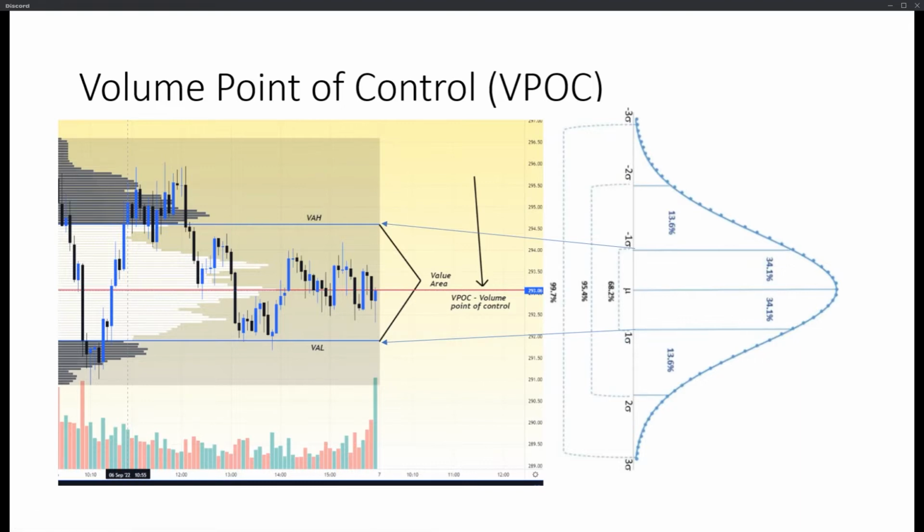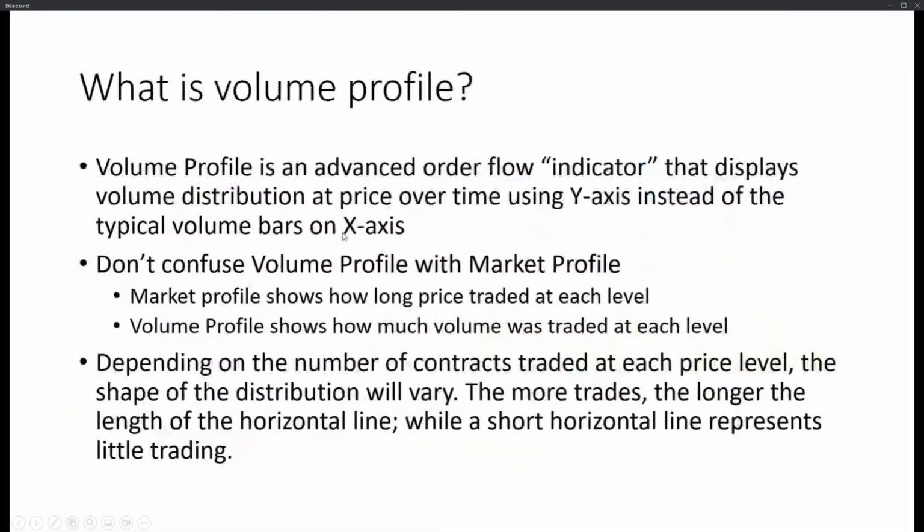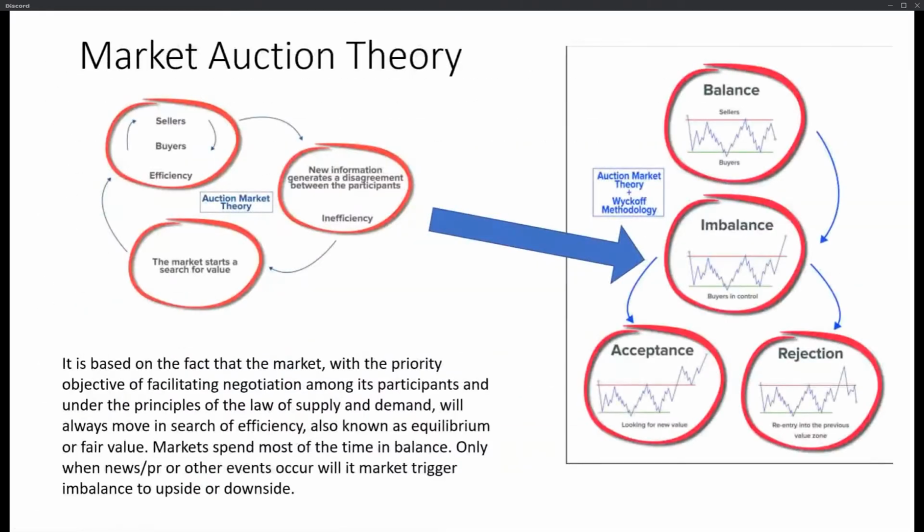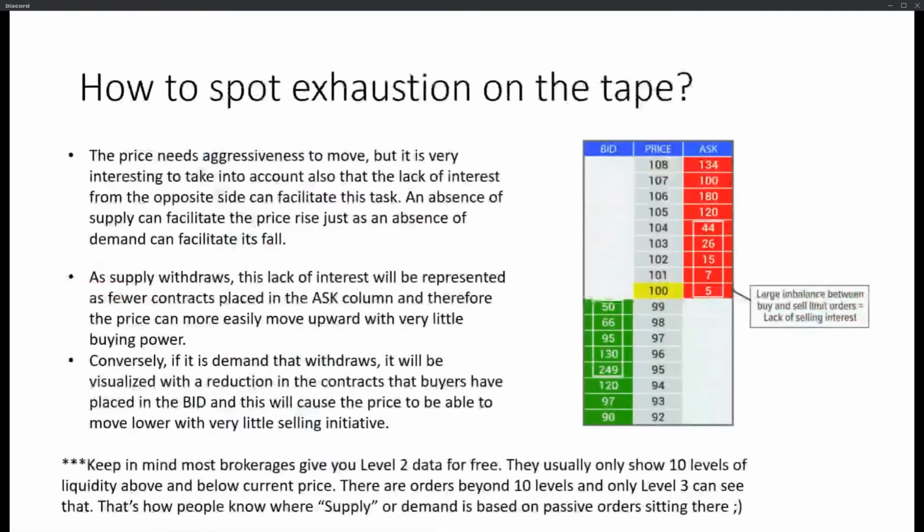Retest. No, you're going to search for new value. First, you see if you're accepted. If you break out of the imbalance, you see if you're accepted on the new value. If you're not accepted, it will look something like this: you break the value area high on the top, you come back inside, and you don't short here. You short a rejection from the inside.